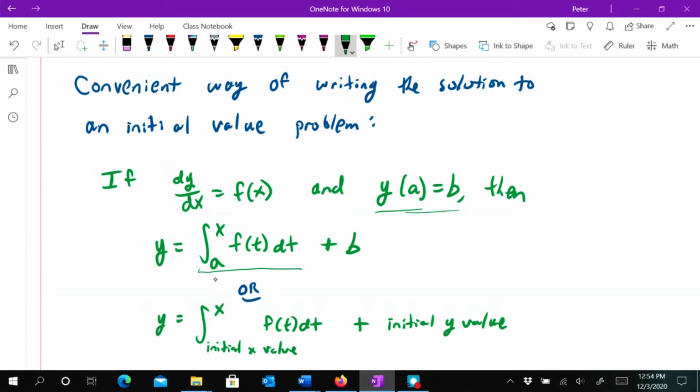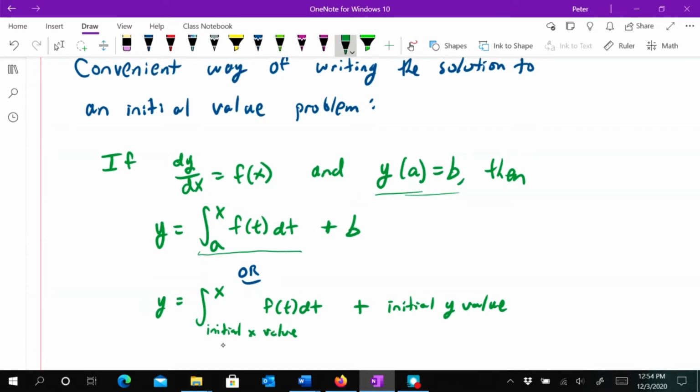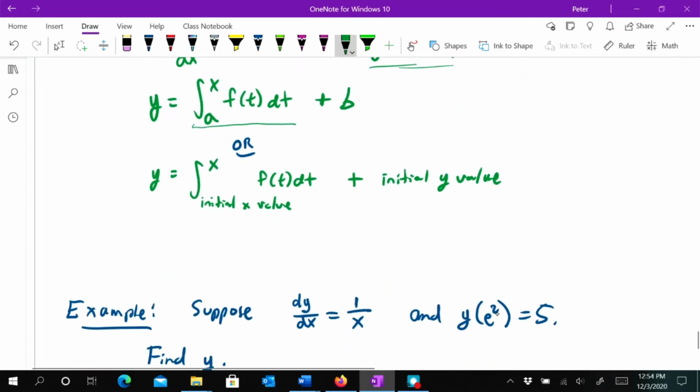One way to look at it is, if you want to think of it in words, y is equal to the integral from the initial known x value, that's a, up to x, of f of t dt, and then plus, this is a plus sign, the initial y value, which of course is b. Like anything else in this class, the abstract words are more complicated than the example, so let me show you a specific example.